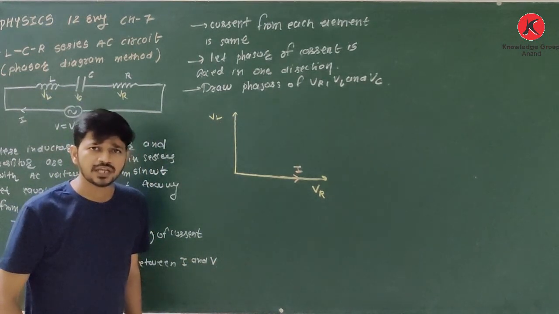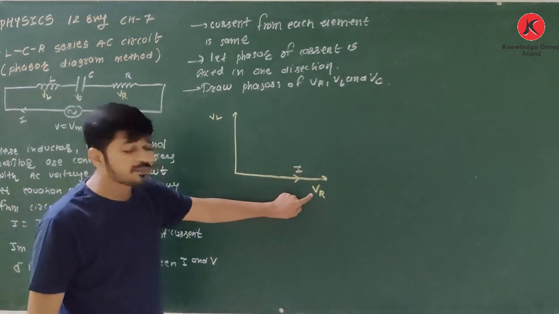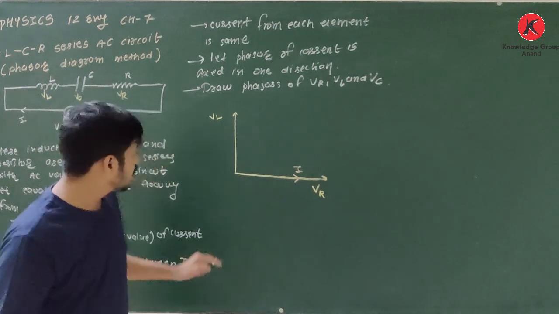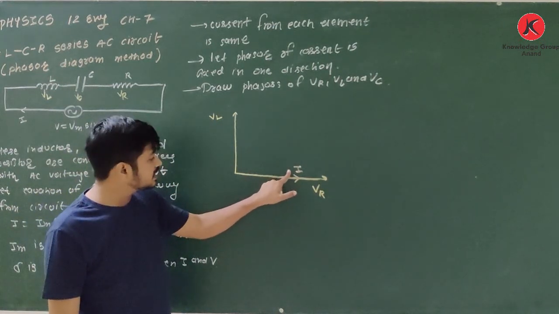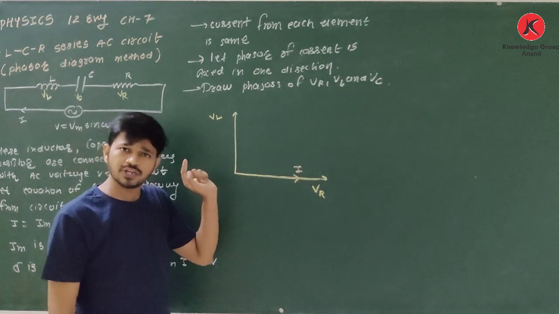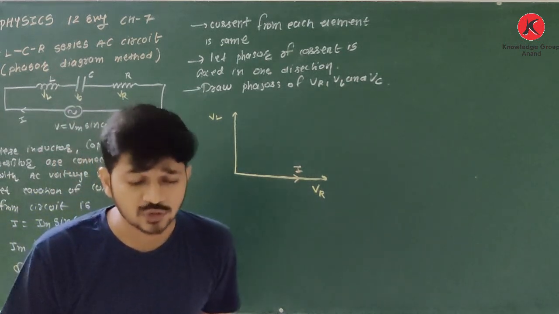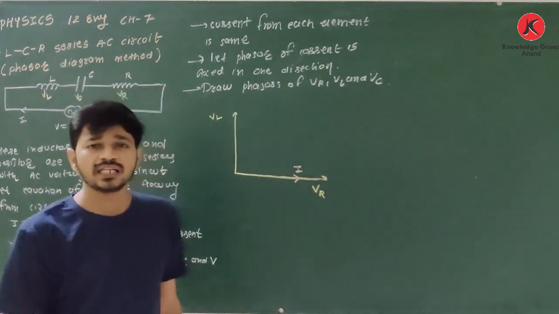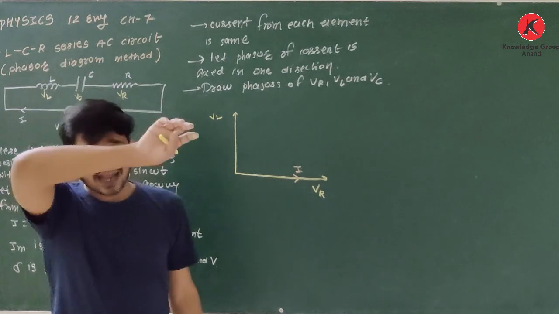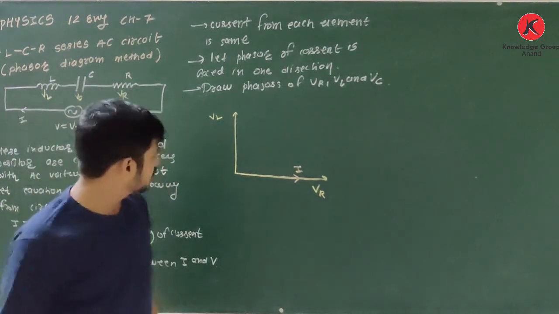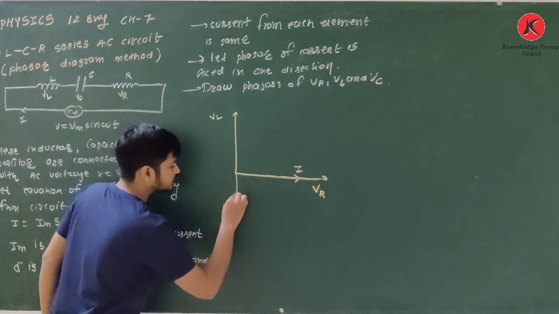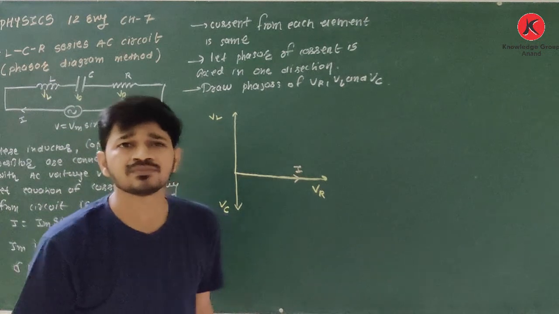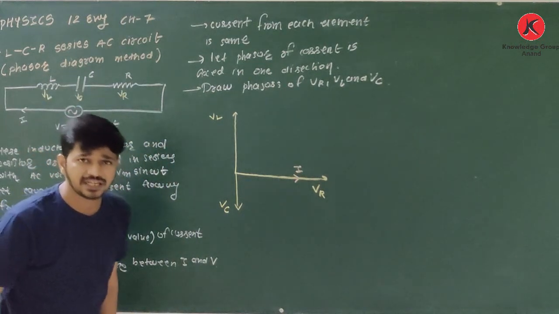So for a pure resistive circuit, I and V are in the same phase. For an inductive circuit, current lags behind voltage by phase pi by 2. For a pure capacitive circuit, current I leads voltage by phase pi by 2. If you remember, for inductor and capacitor the situation is opposite. So if VL is in the upward direction, then VC is in the downward direction. Clear about this? So it is VC.